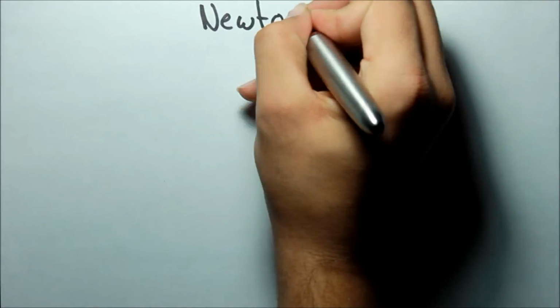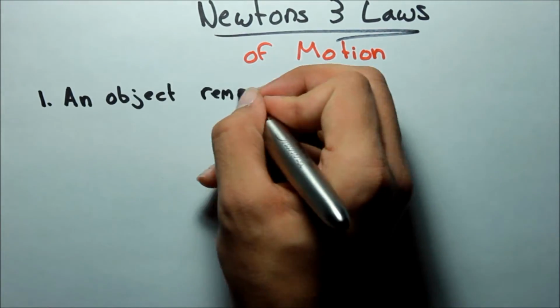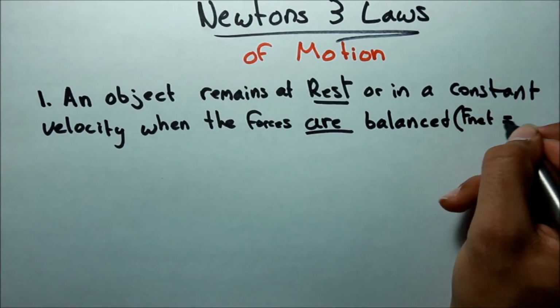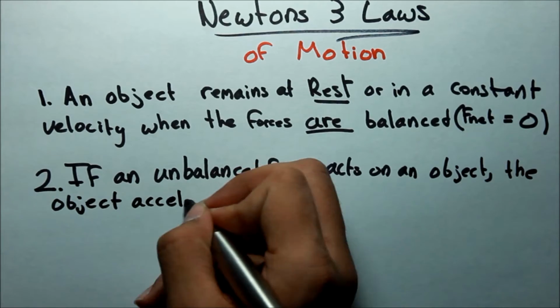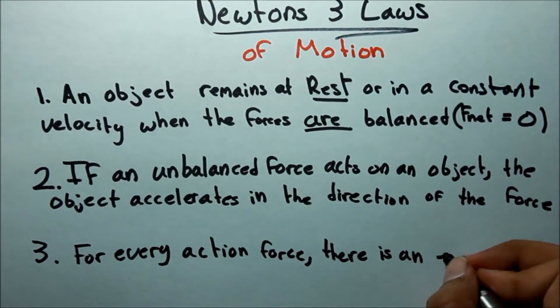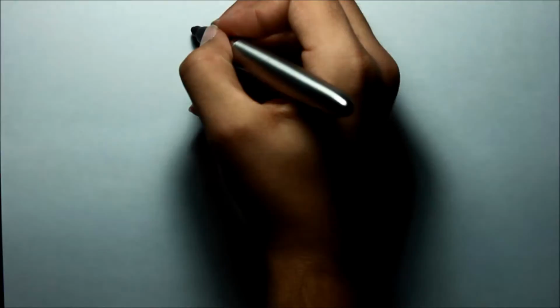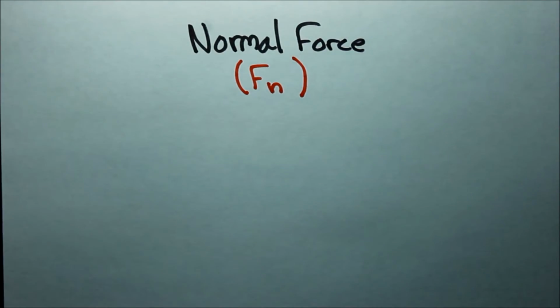Among Newton's many works, he came up with 3 laws of motion. An object remains at rest or in constant velocity when the forces are balanced, or Fnet equals 0. If an unbalanced force acts on an object, the object accelerates in the direction of the force. And for every action force, there is an equal and opposite reaction force on some other body. The normal force, also known as Fn, is the opposite reaction force to gravity. It is not as commonly known due to the fact that it only counters gravity and does not exceed it.